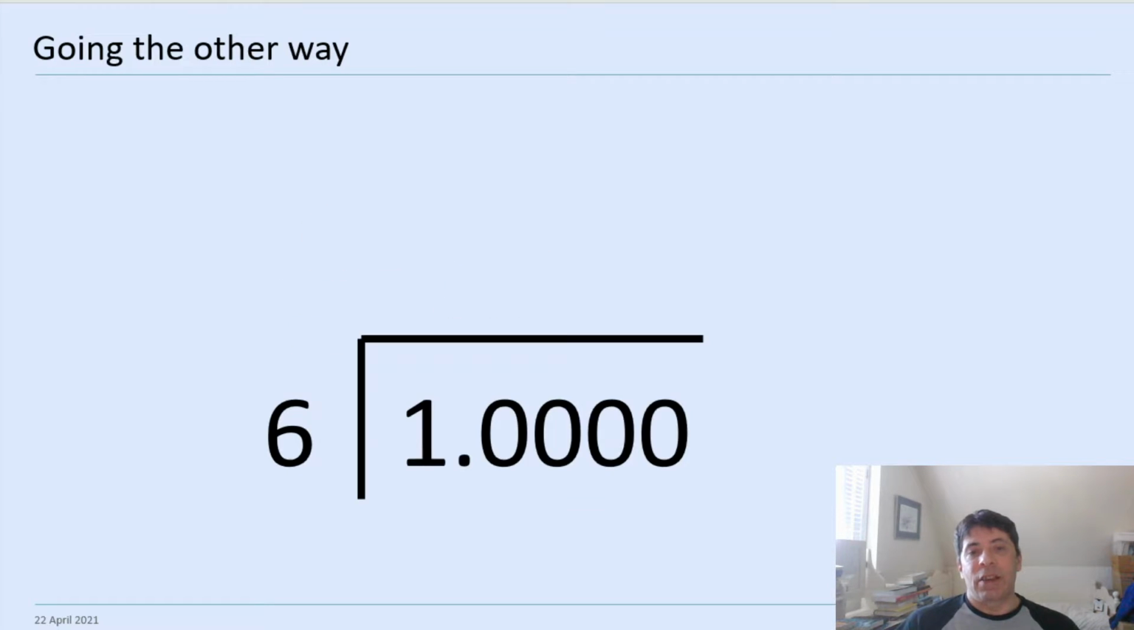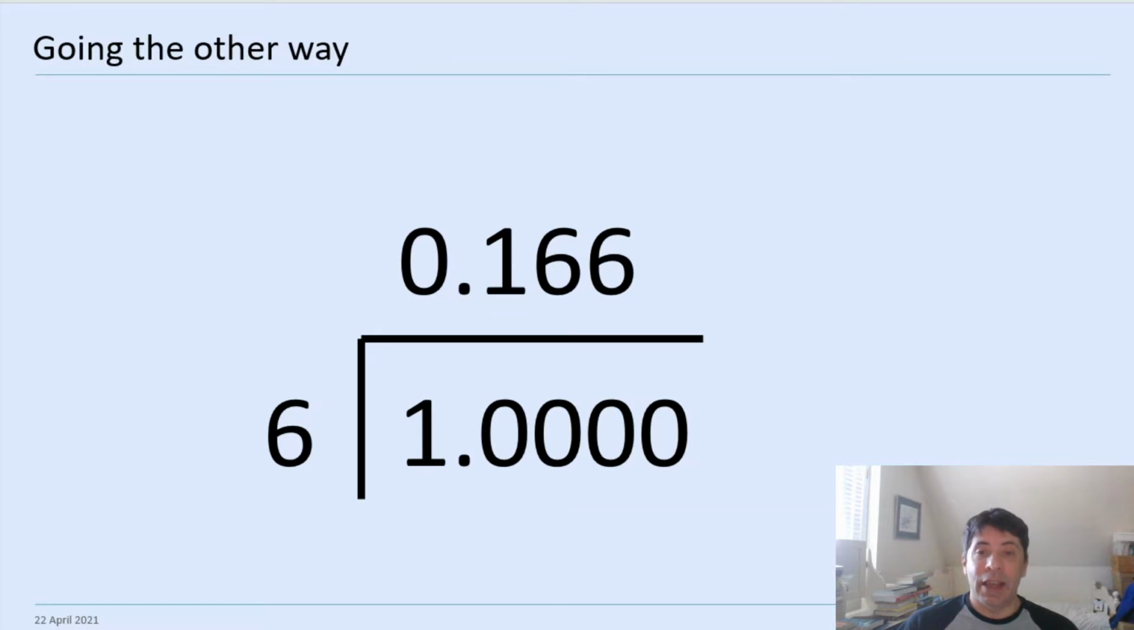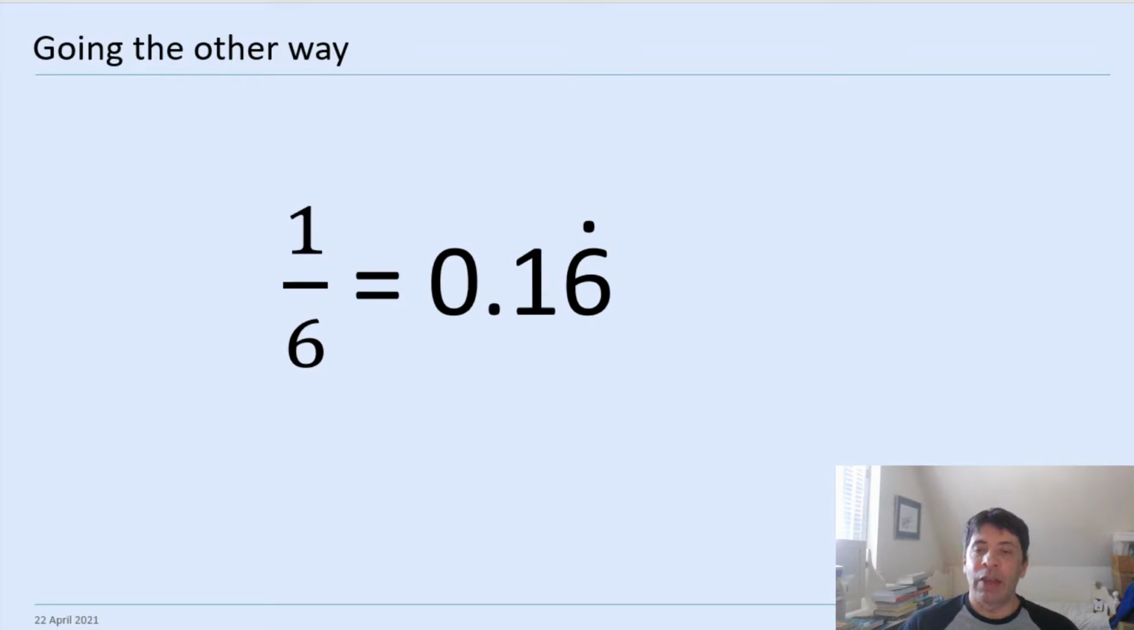A sixth, so 6 into 1, 0, carry 1. 6 into 10, 1, carry 4. 6 into 40, how many 6s are there in 40? The answer is 6, because 6 6s are 36, carry a 4. 6 into 46, carry a 4, and so on. So here we get 0.16 recurring, written like this, 0.16 with a dot over the 6.